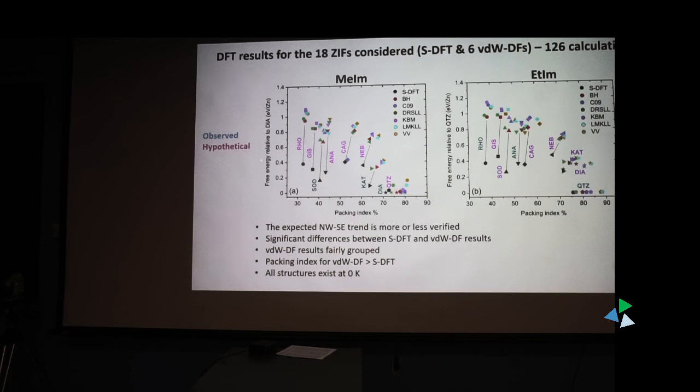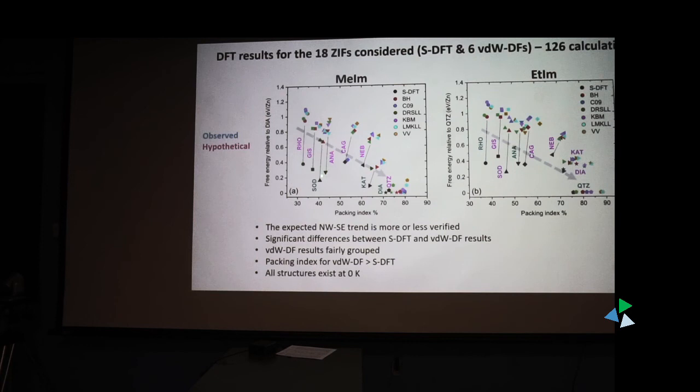In this picture, you see that the names in blue or green represent the observed ZIFs: sub, cat, and dia. And in this case, it's rho, ana, and quartz. And the hypothetical ones are represented by magenta names. Okay. So the first observation is that, with a bit of imagination, you can see that the general trend is as expected. The ZIFs are ordered like this, more or less. It's not exactly true, but it's not too bad.